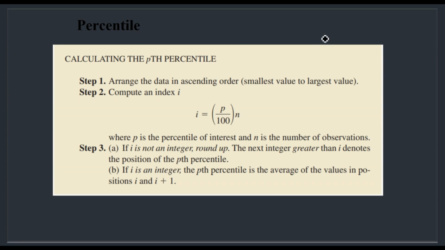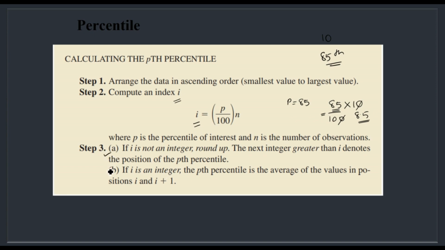Calculate the pth percentile. If there is a 10 value data set, which data holds the 85th percentile? Like that we want to calculate for summarizing data. First we arrange the data in ascending order, smallest value to largest value. Then we compute an index I. We want to calculate the 85th percentile, so P equals 85. So 85 divided by 100 into how many values are there in the data set? Let's assume 10 values are there. That gives 8.5. We are calculating an index value of 8.5. I equal to 8.5 means it is not an integer.